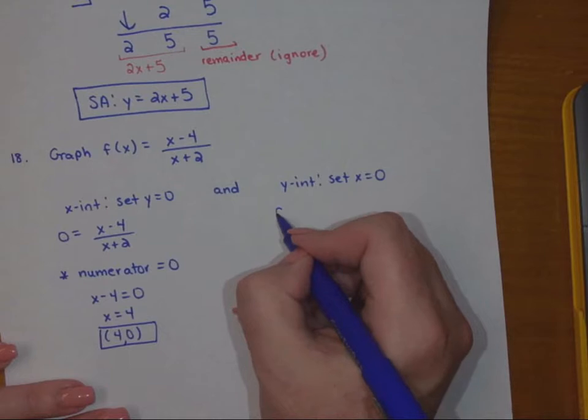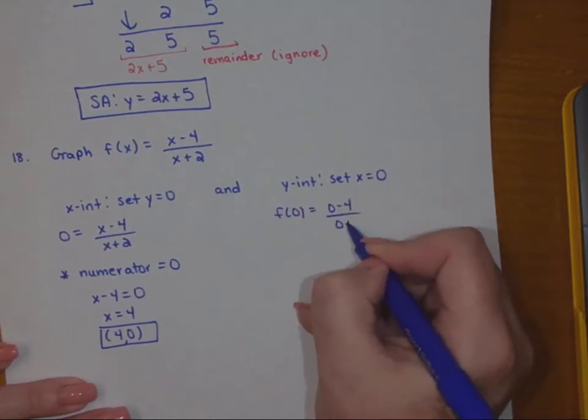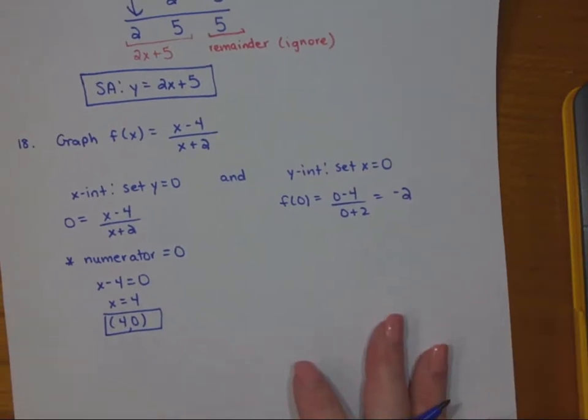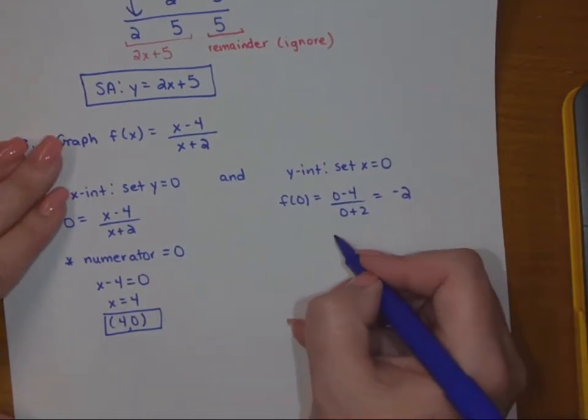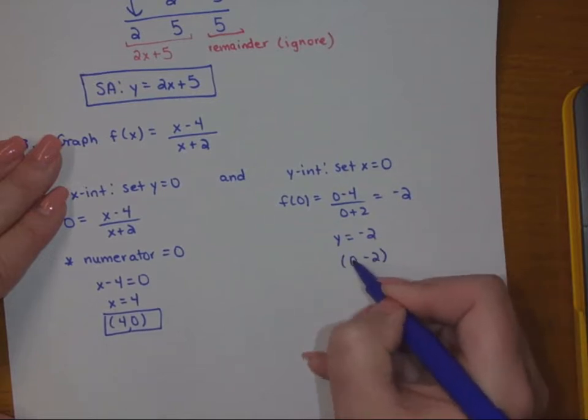For the y-intercept, I'm going to find f of 0. So 0 minus 4 over 0 plus 2 gives me negative 2. Negative 4 over 2 is negative 2. So that is the point. It's y equal negative 2, or 0, negative 2.